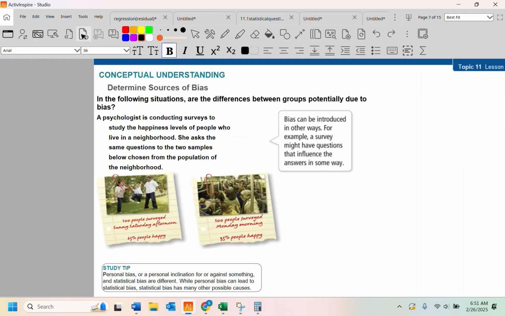All right, determining sources of bias. Here we have a psychologist. They're conducting surveys to study the happiness levels of people who live in a neighborhood. She asked the same questions to two samples chosen from the population of the neighborhood below. So apparently she went out on a sunny Saturday and asked 100 people if they were happy or not. And 65%, I know that's hard to read, 65% were happy on a sunny Saturday.